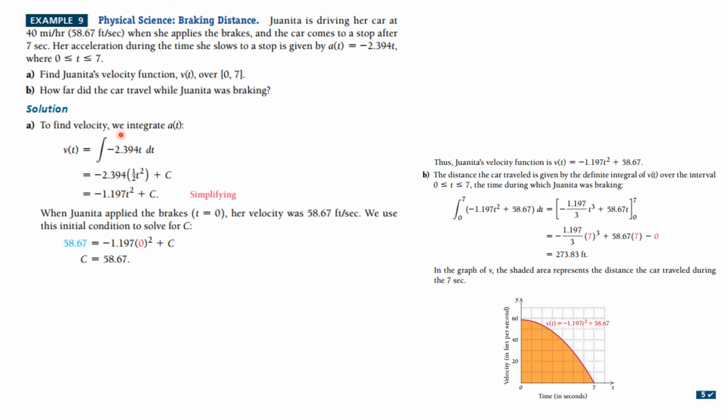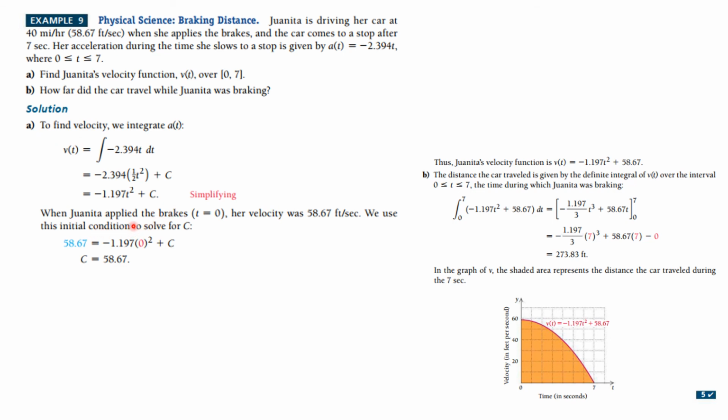Well, to find the velocity, we integrate the acceleration. So v of t is equal to the indefinite integral of minus 2.394 t with respect to t. Now this number just sits there, but this is t to the 1. So I add 1 to the exponent and divide by the new exponent, plus c. And so this is her velocity function.